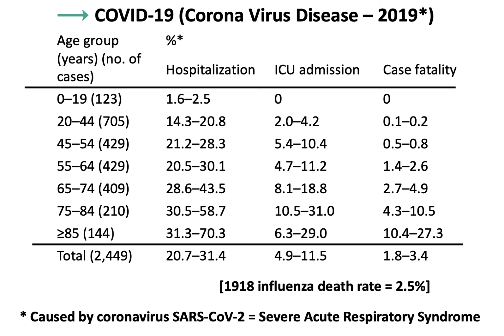Here's a recent table for this coronavirus, which is the SARS-CoV-2 virus that causes the COVID-19 disease. And you can see that as older and older people get infected, the fatality rate goes up by quite a bit. The overall rate is 1.8 to 3.4, and this is within the range of the 1918 influenza death rate. Part of this is because they cause very similar reactions in the body.